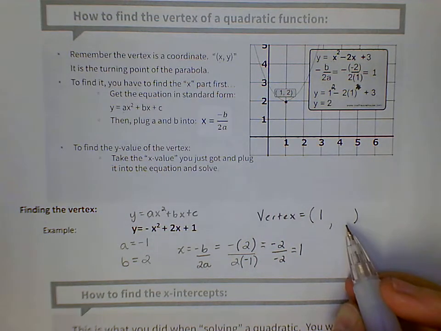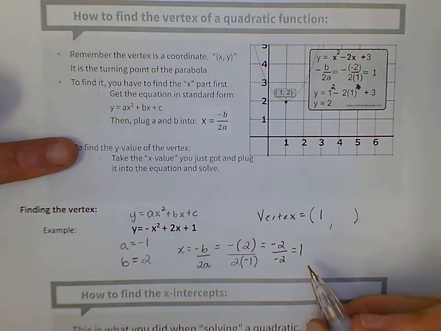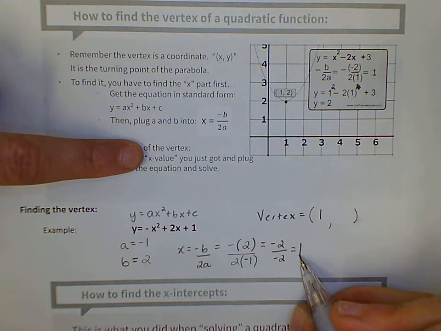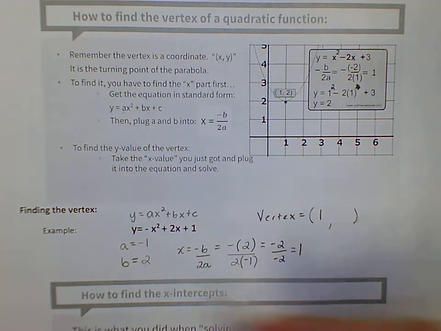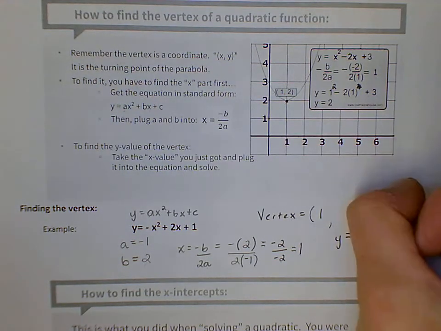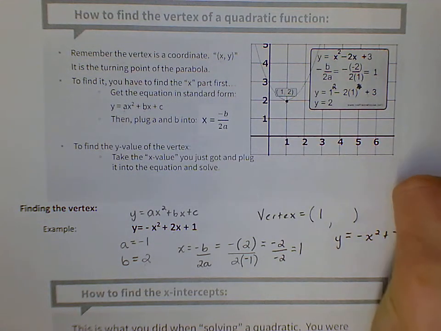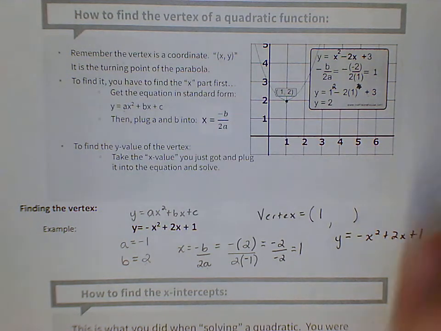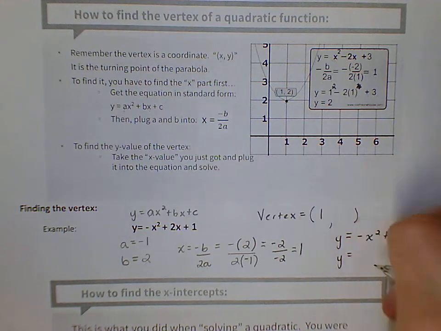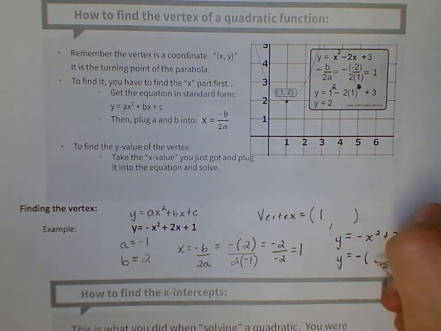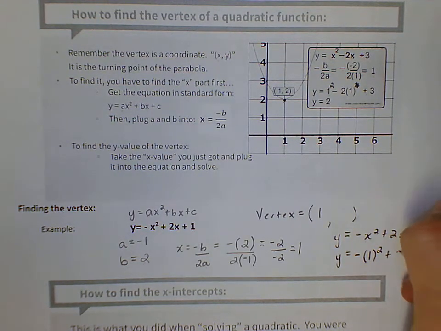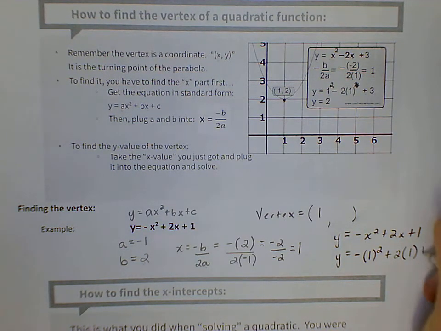Okay. So to find the y part, like I said up here, to find the y value, you're going to take your x value that you just got, and you're going to plug it into your equation. So I'm going to now take this equation. Notice it's y equals that equation. I'm going to take that, and I'm going to plug in everywhere I see an x. I'm going to plug in what I got for my x value. So it'd be negative times, put parentheses when you're plugging in. So it'd be 1 squared plus 2 times 1 plus 1.